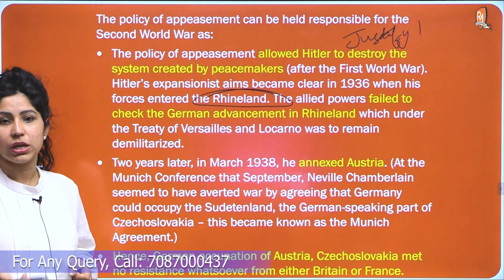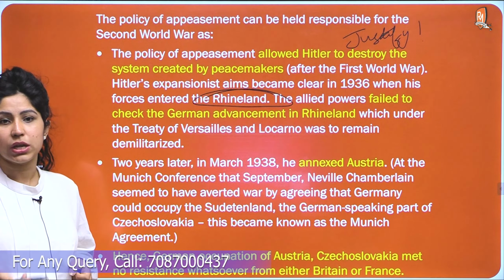Rather, in the end, all this geographical expansion was justified by the British Prime Minister, which Hitler thought to be a sign of weakness. So 2 years later, in March 1938, he annexed Austria also.